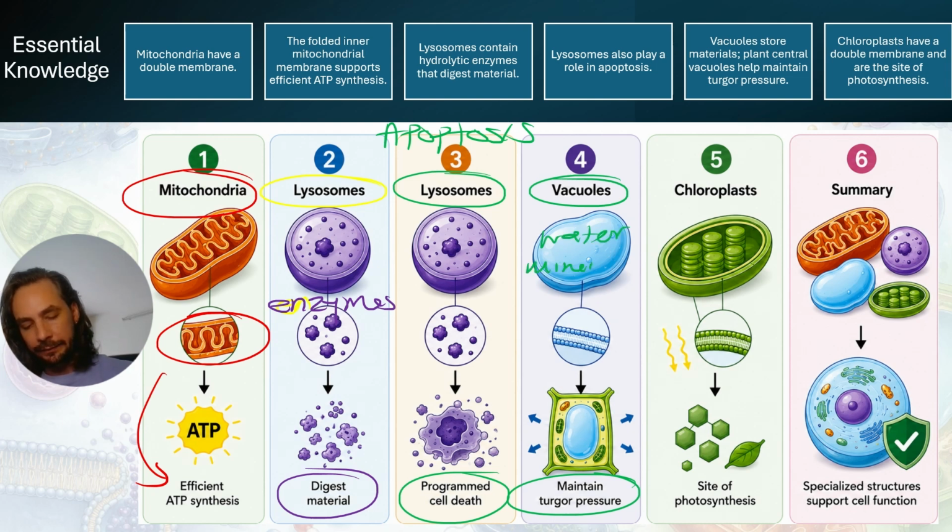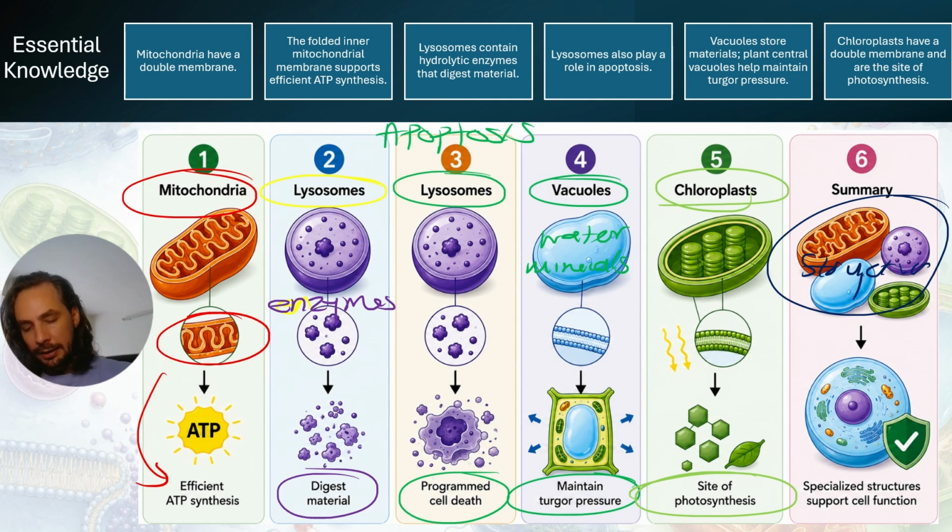And then finally, chloroplasts have a double membrane structure, and it's this double membrane structure that is the site for photosynthesis. So overall summary, you need to understand how these organelles' structure leads to their function, and what might happen if it is disrupted.